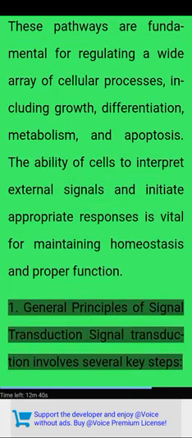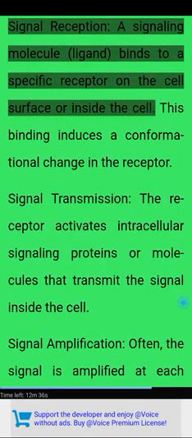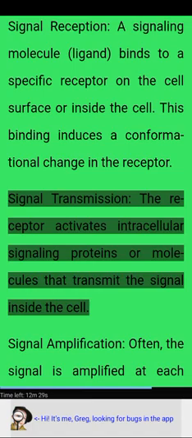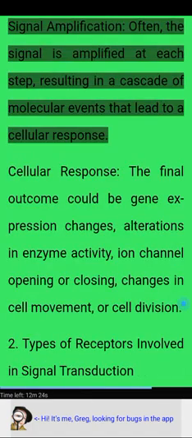1. General principles of signal transduction. Signal transduction involves several key steps. Signal reception: a signaling molecule, or ligand, binds to a specific receptor on the cell surface or inside the cell. This binding induces a conformational change in the receptor. Signal transmission: the receptor activates intracellular signaling proteins or molecules that transmit the signal inside the cell.